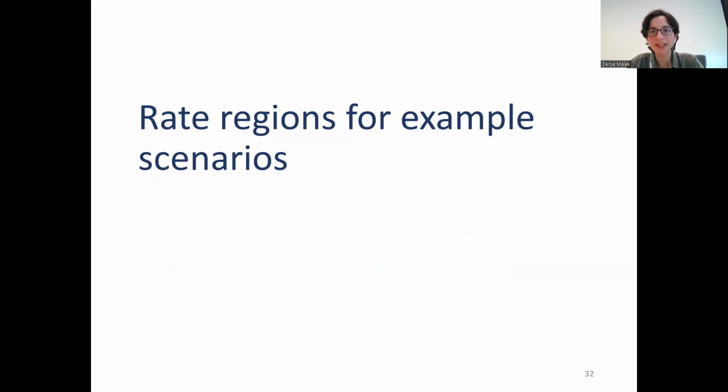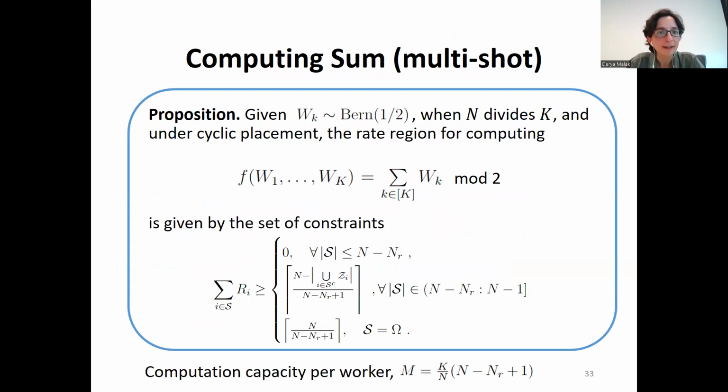So for the example scenario, if we go back to that, what I did was I considered n servers and I considered various examples and I evaluated the rate region for these examples. The first one is the summation. I have k messages that are distributed across n servers. I want to assume that n divides k, so k is a multiple of n. It doesn't need to be like that, but it simplifies the expressions. And I want to compute the modulo 2 sum of these messages.